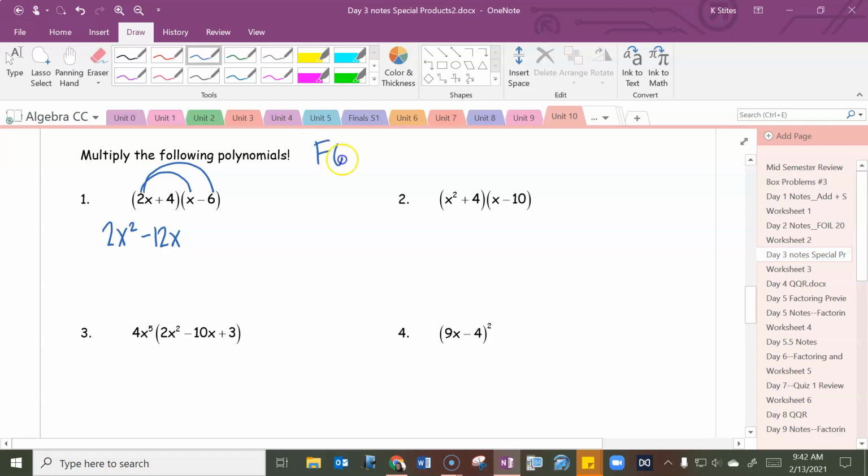I'll write FOIL up here for us. Remember, FOIL is used to multiply polynomials. Where was I? Inner, 4 times x is 4x. And last, 4 times negative 6 is negative 24. Like terms are in the middle. We're going to go ahead and combine those. Remember, once we're on this combining step, we're just adding or subtracting. Negative 12x plus 4x is negative 8x. Okay, and just be careful with your signs.